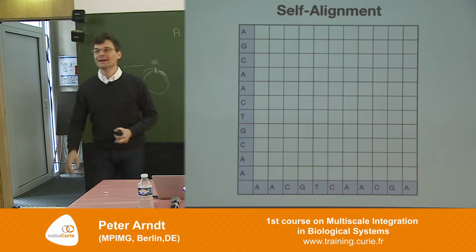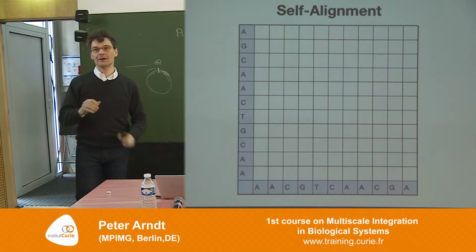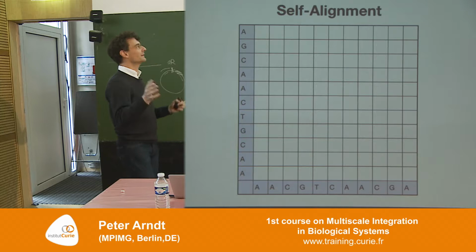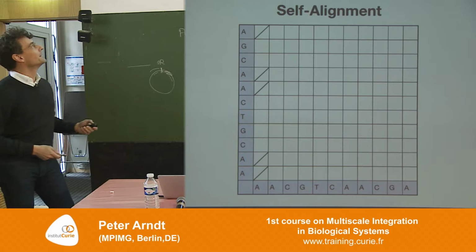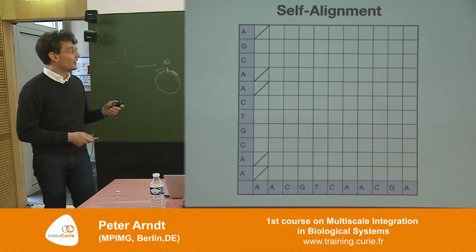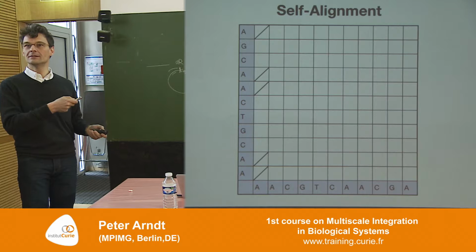So to find these long matching pieces, you have to self-align the human genome. It's a dumb exercise, but people did it. So you align the human genome against itself. And how do you do that? Everyone knows alignment?